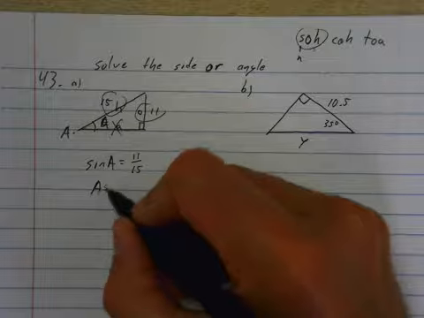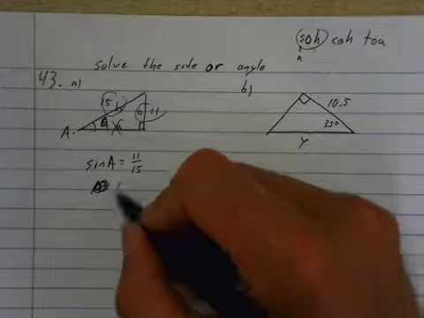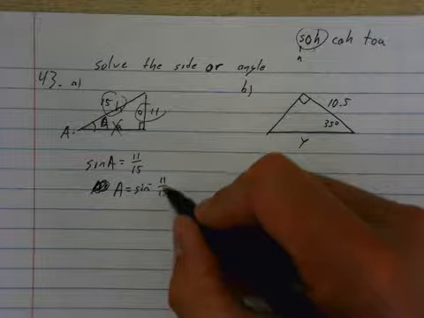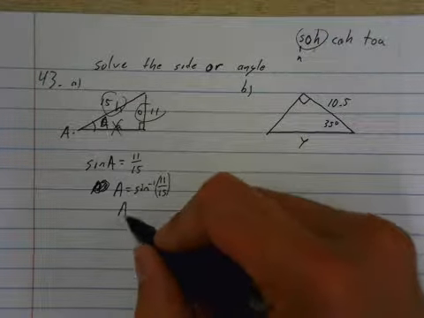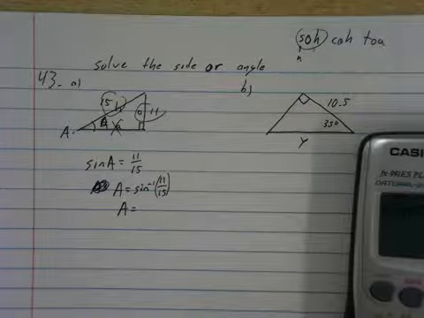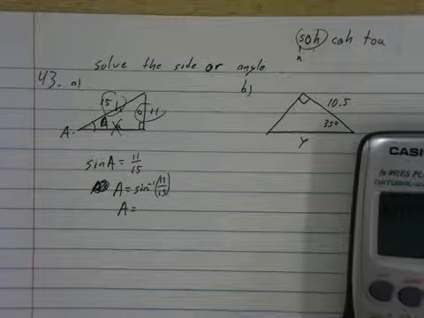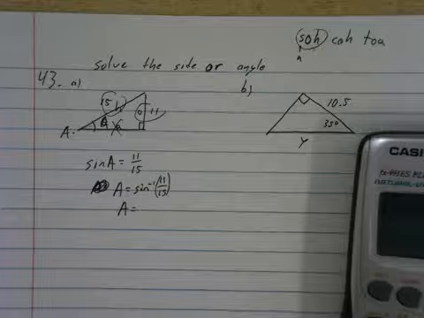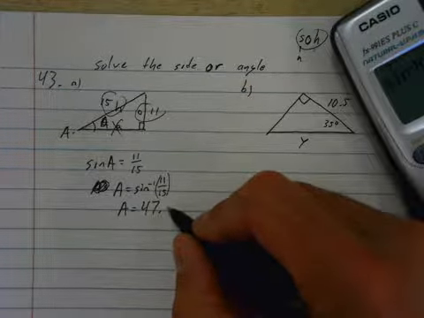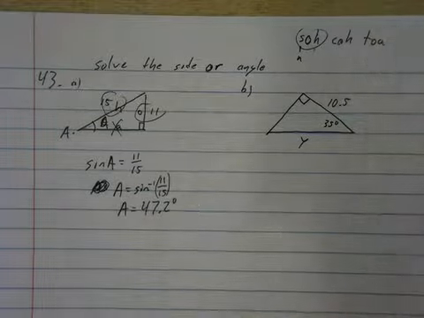And then in order to calculate an angle, I use an inverse. So inverse sine of 11 over 15. So shift sine of 11 divided by 15 is 47.166, so 47.2 degrees.